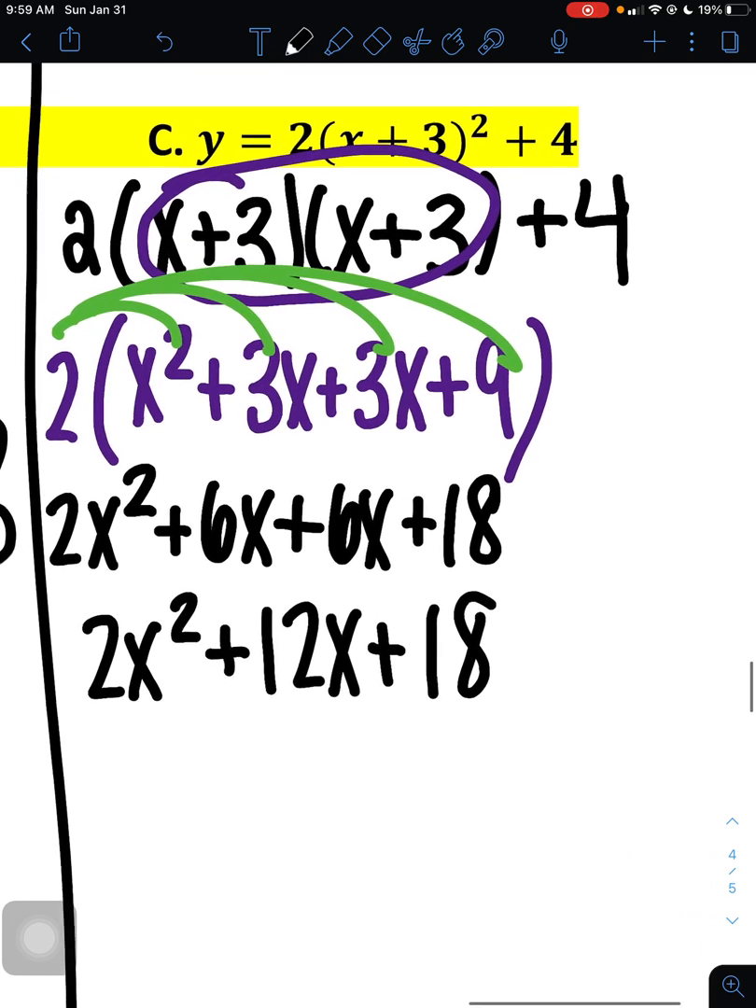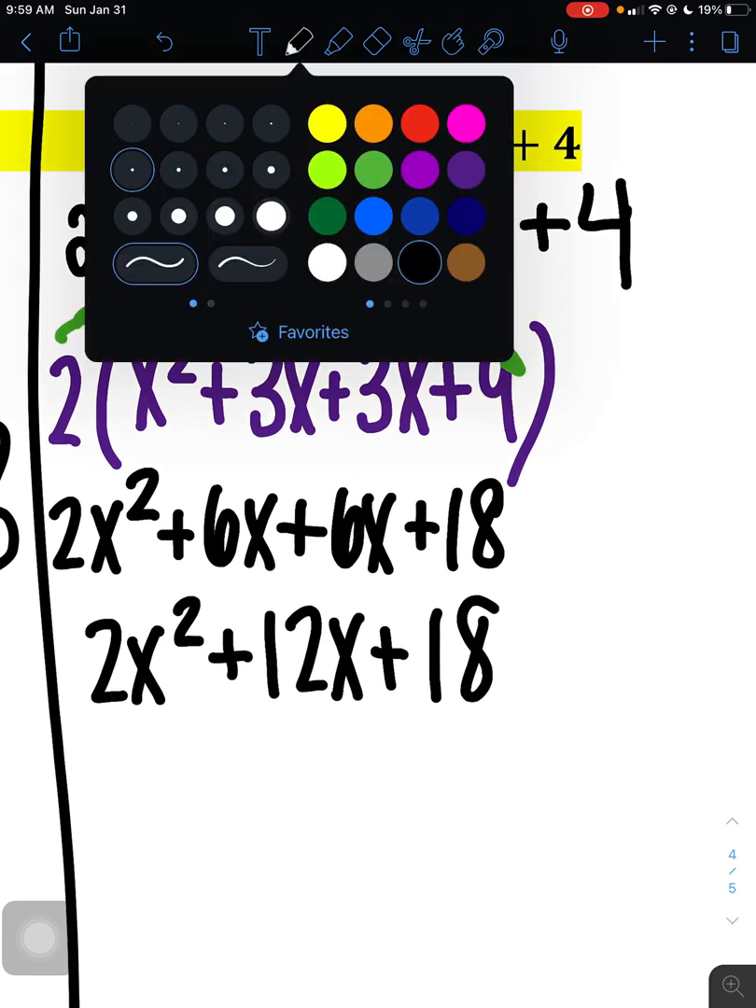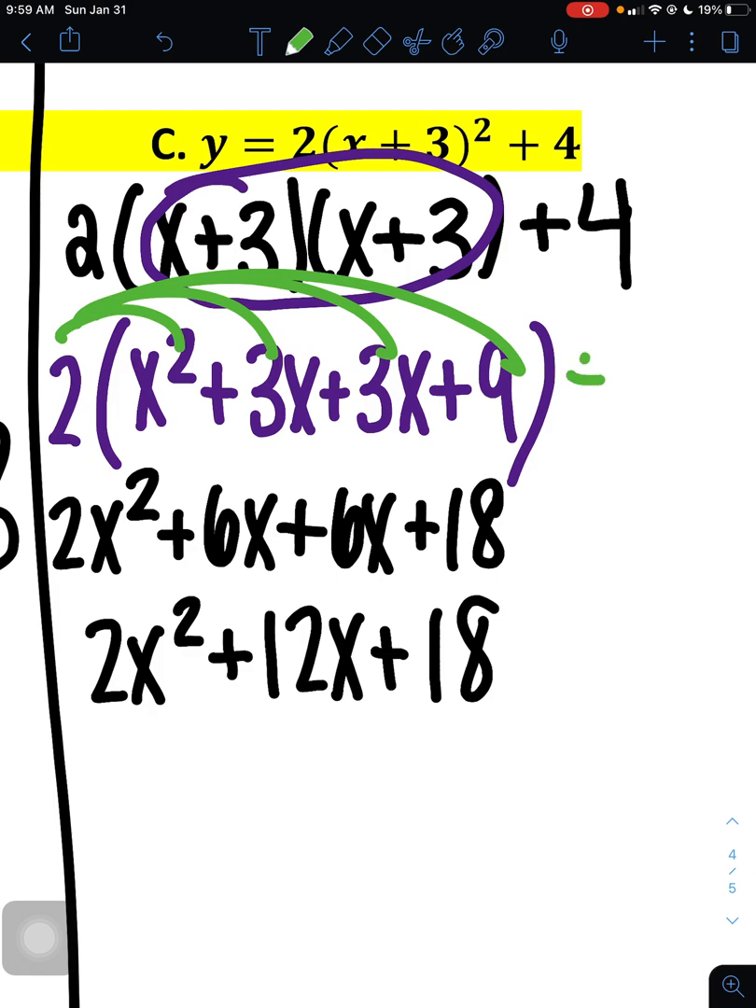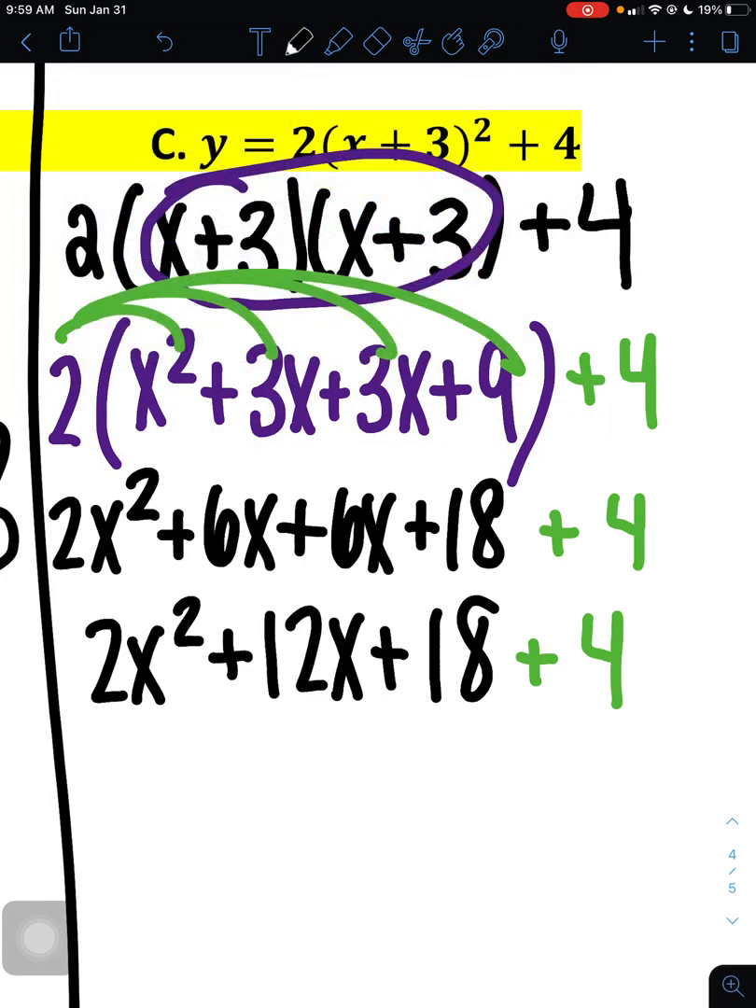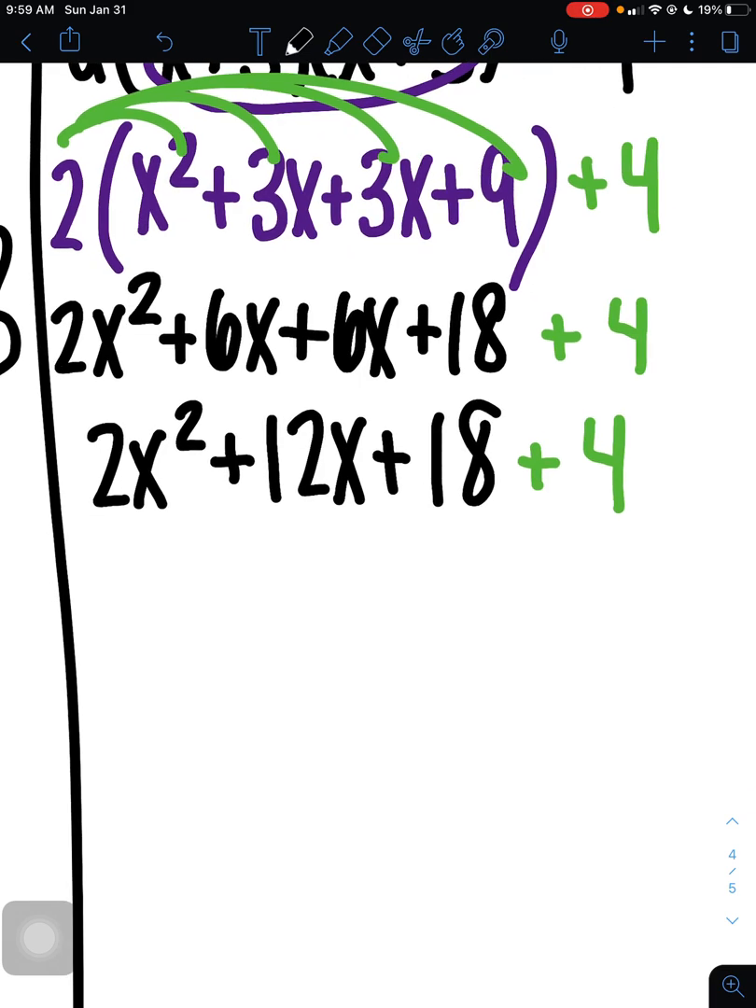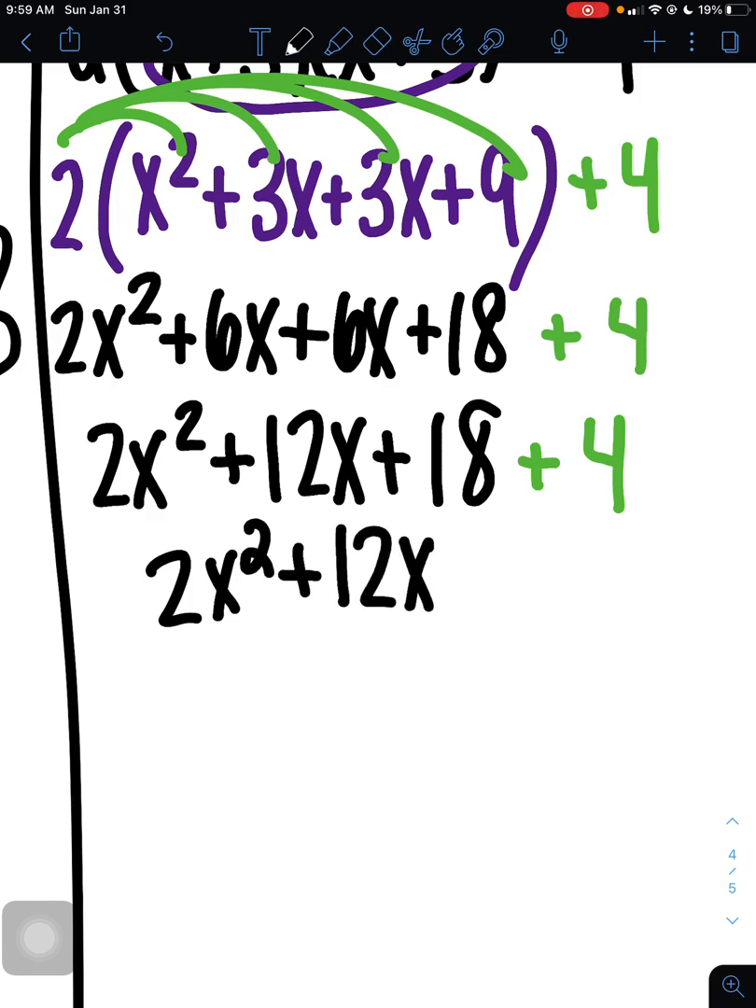Now hopefully you guys notice that we're missing something. We can't forget about our little 4 over here, because now I can just kind of combine everything together. So my 18 and my 4 are going to be the only terms that I can simplify. 18 plus 4 is 22. So I'm going to go ahead and go out and write 2x squared plus 12x plus 22. And this is the final step. This is my final answer.